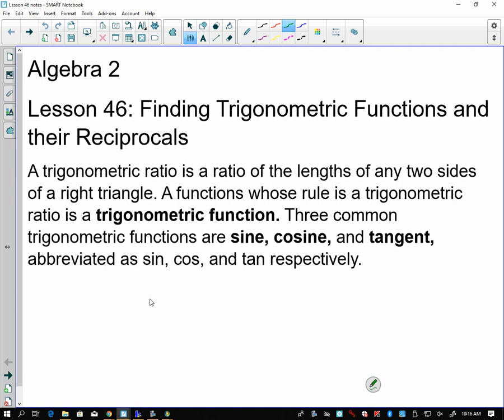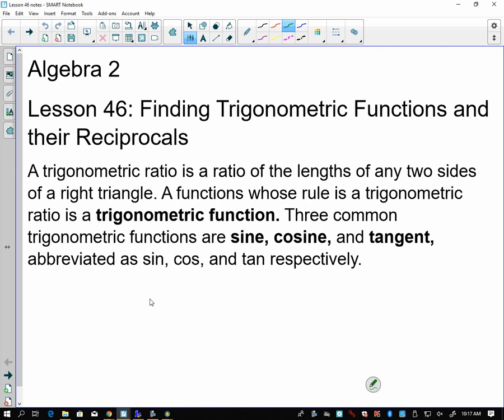So a trigonometric ratio is something over something else, correct? Each trig function has a specific ratio, a specific something over a specific something. A trigonometric ratio is a ratio of the lengths of any two sides of a right triangle. So all of this is based upon right triangles. A function whose rule is a trigonometric ratio is a trigonometric function. And so these three common trigonometric functions are called sine, cosine, and tangent.